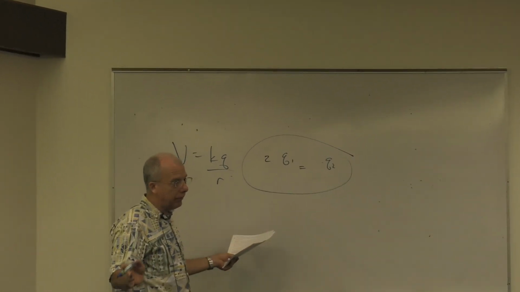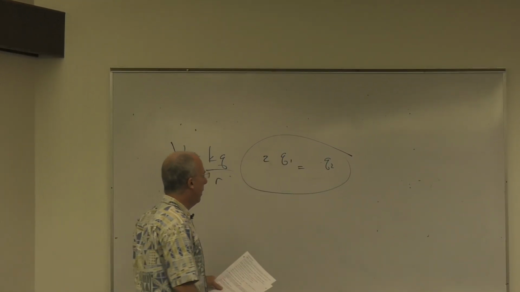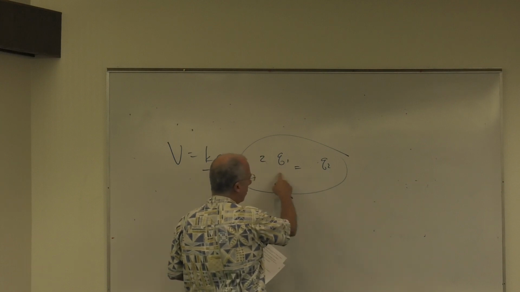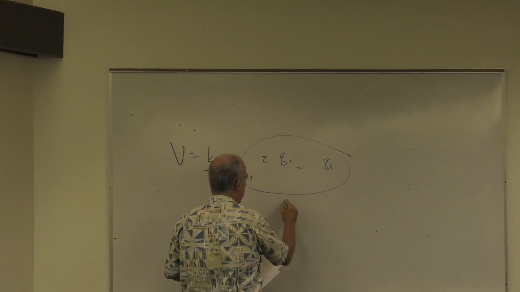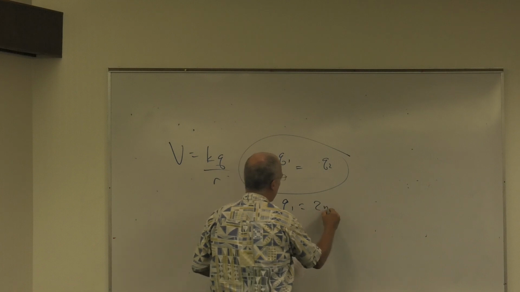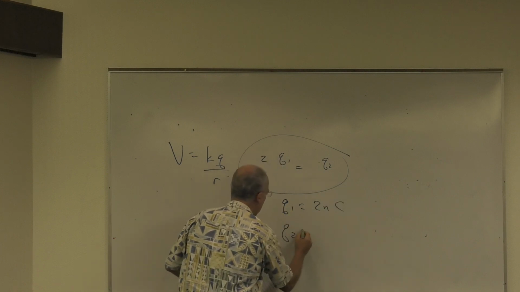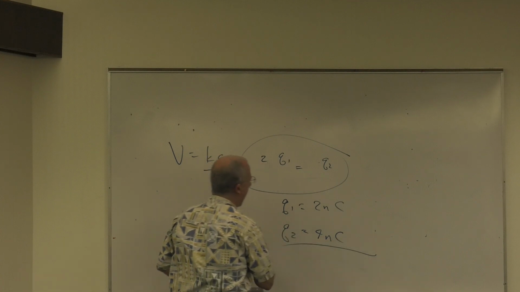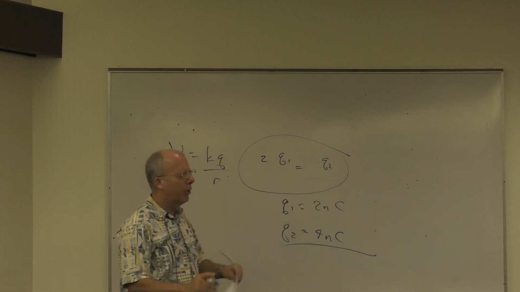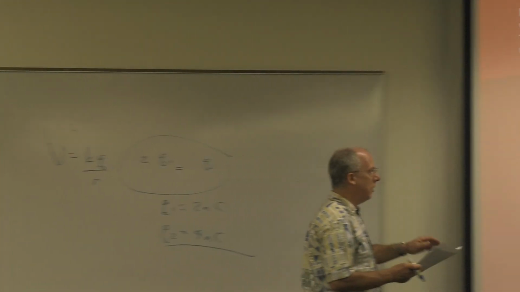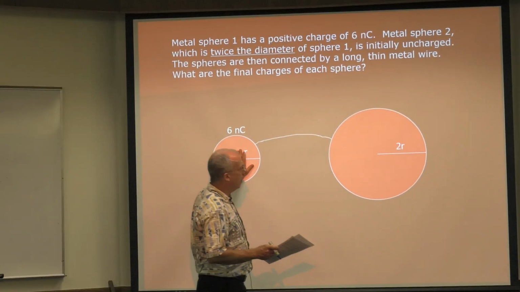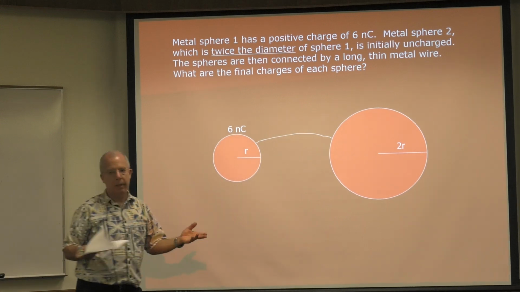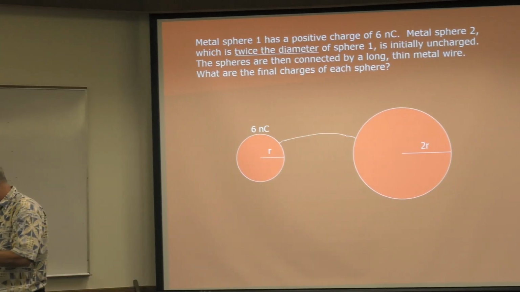Well, we started with 6, so how do you split that up? Remember, charge is conserved. You can't just grow charge, okay? So we have 6 to start with. Q2 is twice Q1. So let's say that Q1 is 2 nanocoulombs. So Q2 is 4 nanocoulombs, right? This is twice that, and you add them up to get 6. But the whole point of this problem is just to remember that the potential here has to be the same as the potential there because it's connected by a wire.